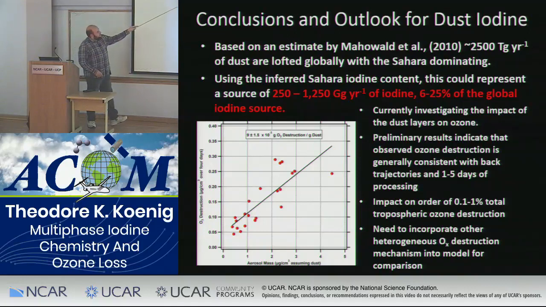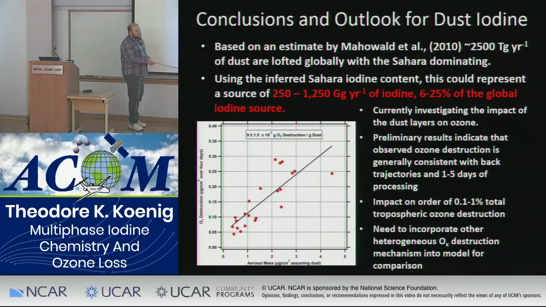So if we take the global dust emissions from Mahowald, this is just one recent paper, you can actually get whole number factors off of this, depending on which source you wish to cite, but I'm going to just take 2,500 teragrams per year, and I'm going to say that it has that Sahara ratio of iodine, roughly 1 to 5 × 10^-4. This would be an iodine source of 250 to 1,250 gigagrams per year. That would be about 6 to 25% of the total iodine emissions globally.